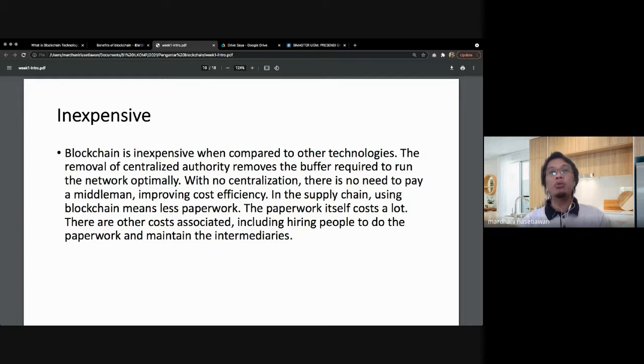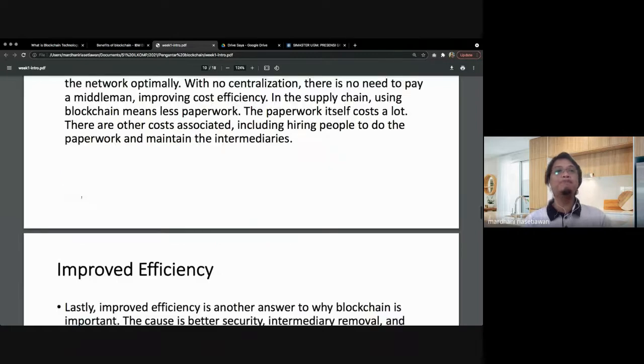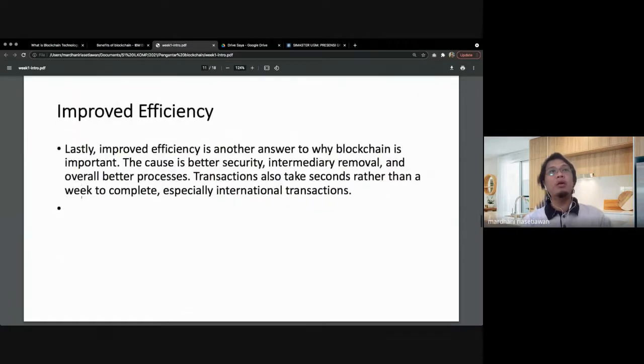Yeah, but the most important one is there is no need to pay a middleman, because one of the issues in security is that we need a middleman to ensure our security. So it's very expensive actually. And then we also have improved efficiency. Lastly, improved efficiency is another answer to why blockchain is important: the cost of better security, intermediary removal, and overall better processes. So that's why a transaction takes seconds rather than a week to complete, especially an international transaction.